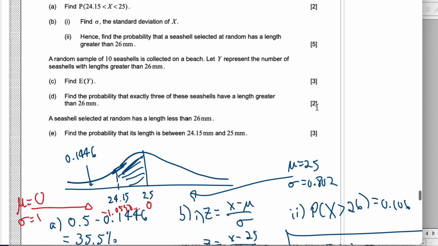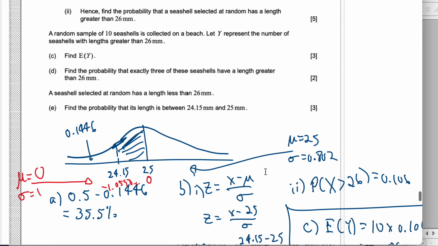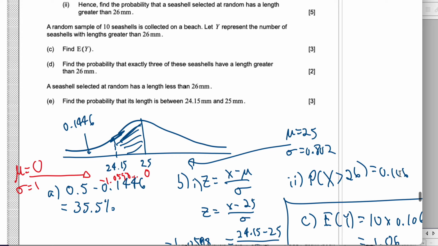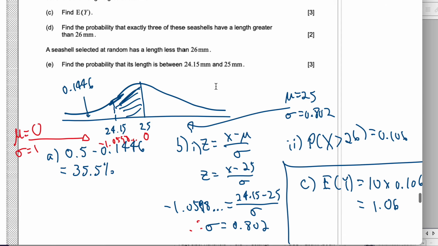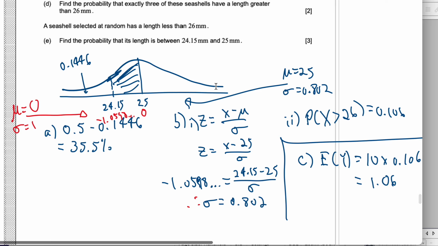D, find the probability that exactly 3 of these seashells have a length greater than 26 millimeters. So exactly 3 of these. If the probability of just one of them is 10.6%, then the probability that you don't have that is just 100 minus that percent. So this is actually a binomial question. Once again, 10.6% for it to happen, and the opposite of that, about 89.4%, is the probability that you don't have that. So D, let me just write this down.